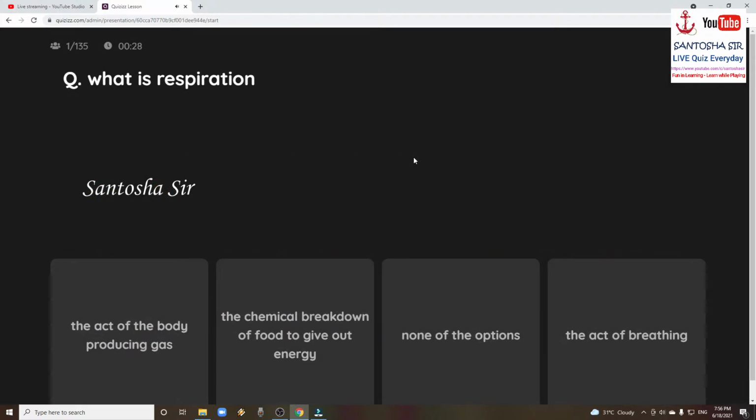What is respiration? Is that the act of the body producing gas, or the chemical breakdown of food to give out energy, or none of the options, or the act of breathing?